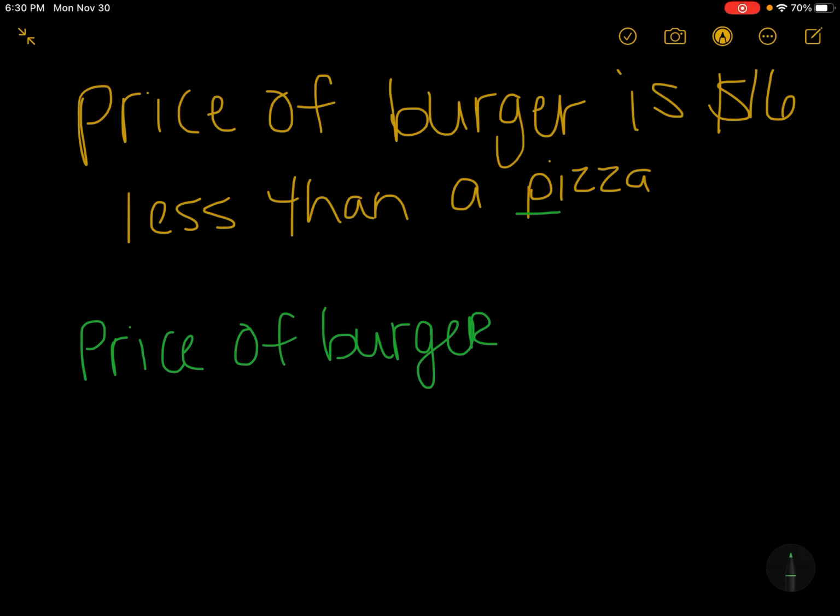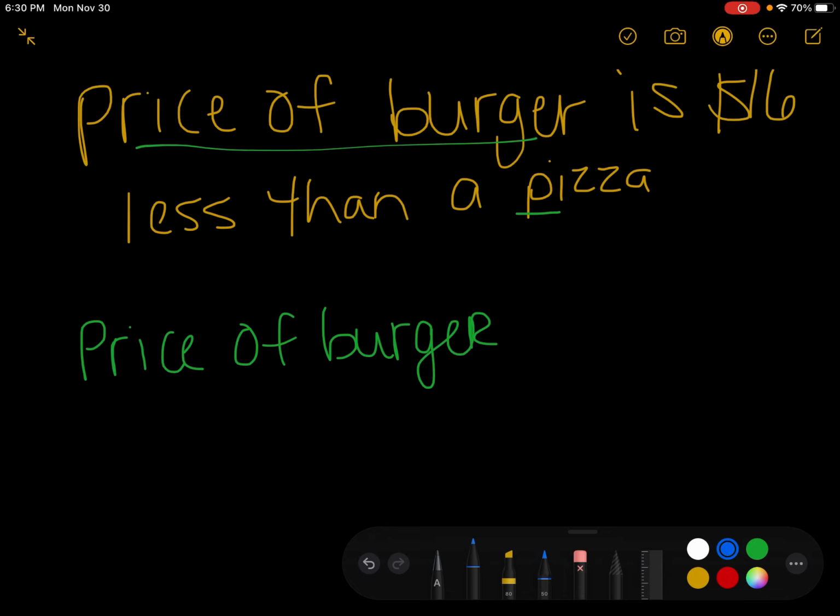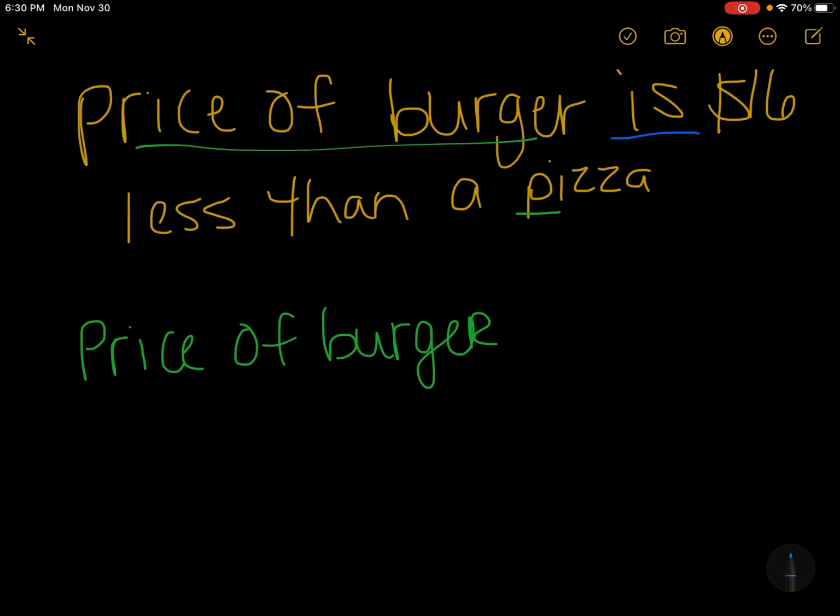We could have chosen the variable B to represent burger. It doesn't really matter as long as we know whatever variable, whatever wordage we use, it is representing that burger. So the price of the burger is what we're looking for, and is has made an appearance again. Is equals. So now let's look at the next part. We are looking, mind you, for the price of the burger. So we have in our phrase, the price of the burger is $6 less than a pizza.